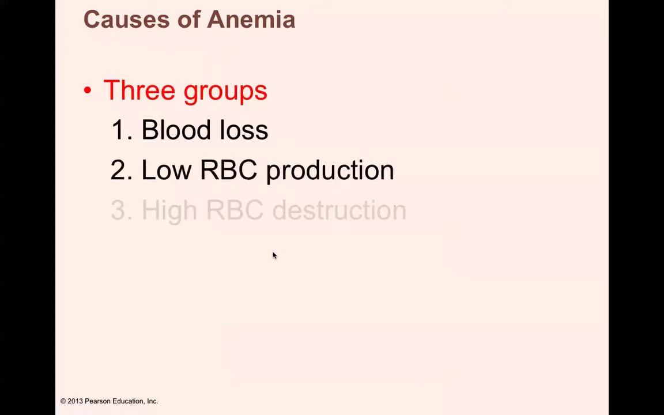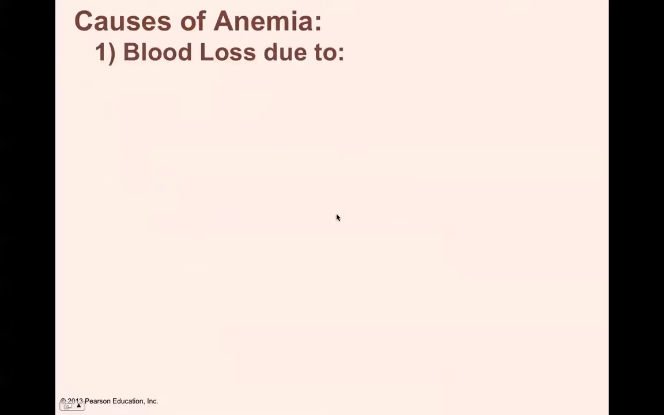And there's actually 3 major groups of types of causes for anemia. One, most obvious one, blood loss. If a person's losing blood, they will most likely have anemia, depending on how quickly the blood is lost. Or they could have low red blood cell production or high red blood cell destruction.